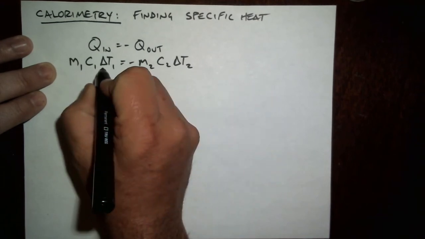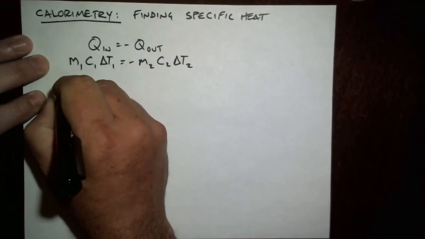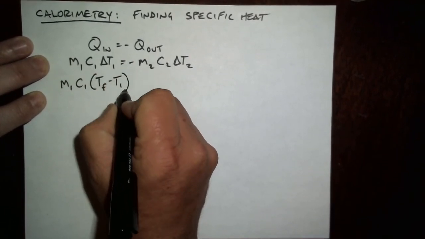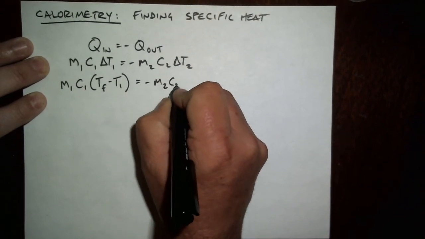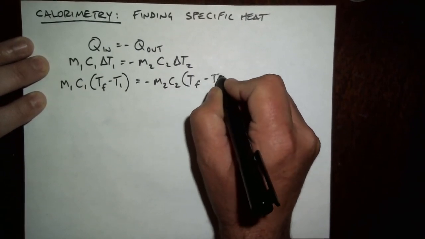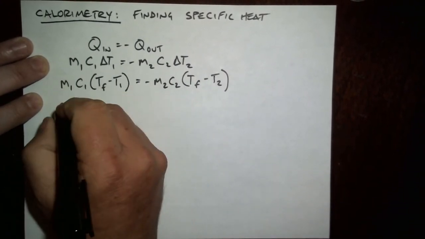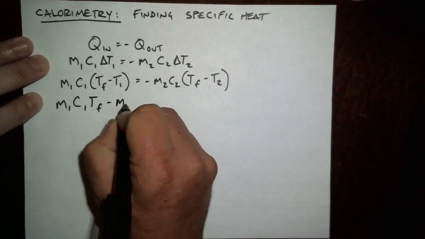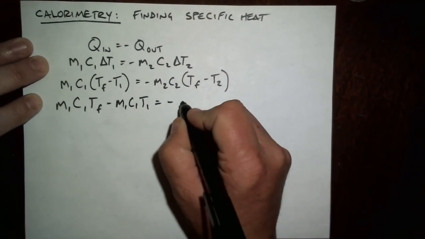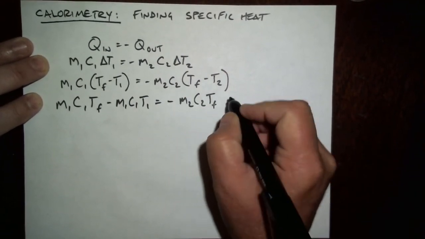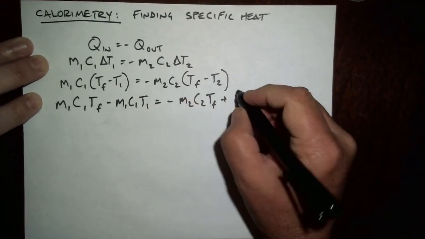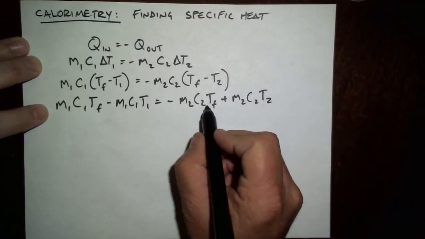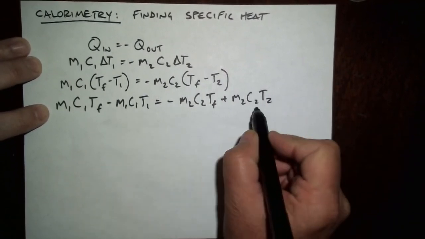So let's write out what these changes in temperature are. So this is going to be M1, C1, and then temperature final minus temperature 1, temperature 1 being the starting temperature of object 1. Over here we have M2, C2, and then TF minus T2. All right, distributing, yes, that's how to say it. Minus M2, C2, TF, my plus, because minus and minus again, M2, C2, T2. All right, we're going to pull the terms that have a TF together onto this side, and the terms that don't have TF will go onto that side.